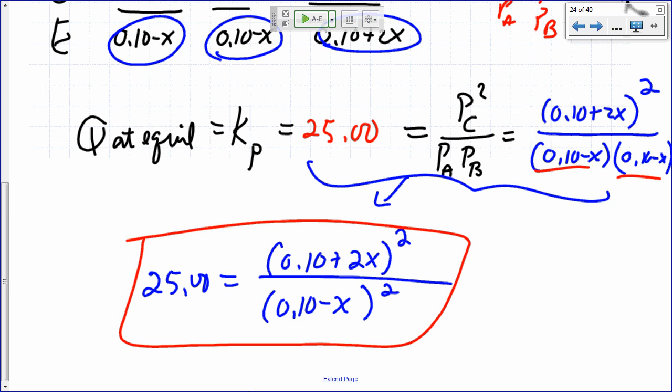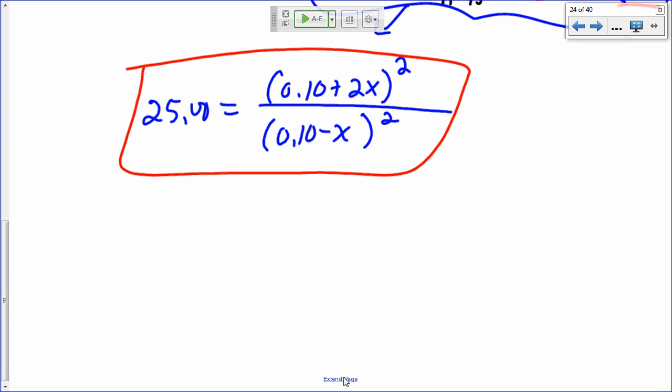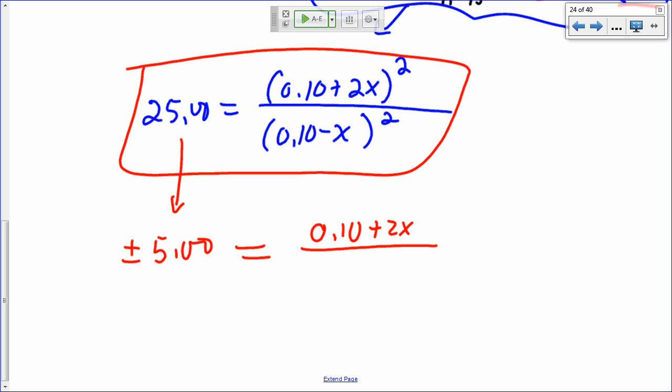You can just say, take the square root of both sides. So what's the square root of 25? 5. And that doesn't even have to be a perfect square. You just need to take the square root of it, right? And keep in mind that this is plus or minus 5. Okay? That's plus or minus 5. And what's 0.1 plus 2x? You take the square root of the other side, which would be 0.10 plus 2x over 0.10 minus x. So now you can solve for x.